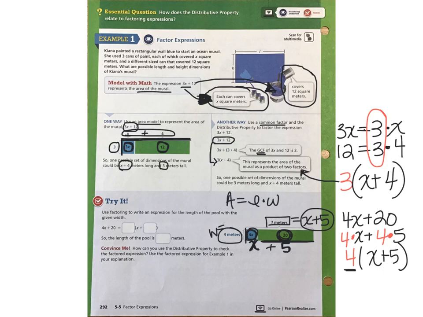So if we look to fill in the boxes that you see there in the try it, the number outside those parentheses would be the number 4. And then inside the parentheses, you would have x plus 5. So the length of the pool is actually x plus 5 meters. That's that side of the pool right here. Now let's go on to example 2.